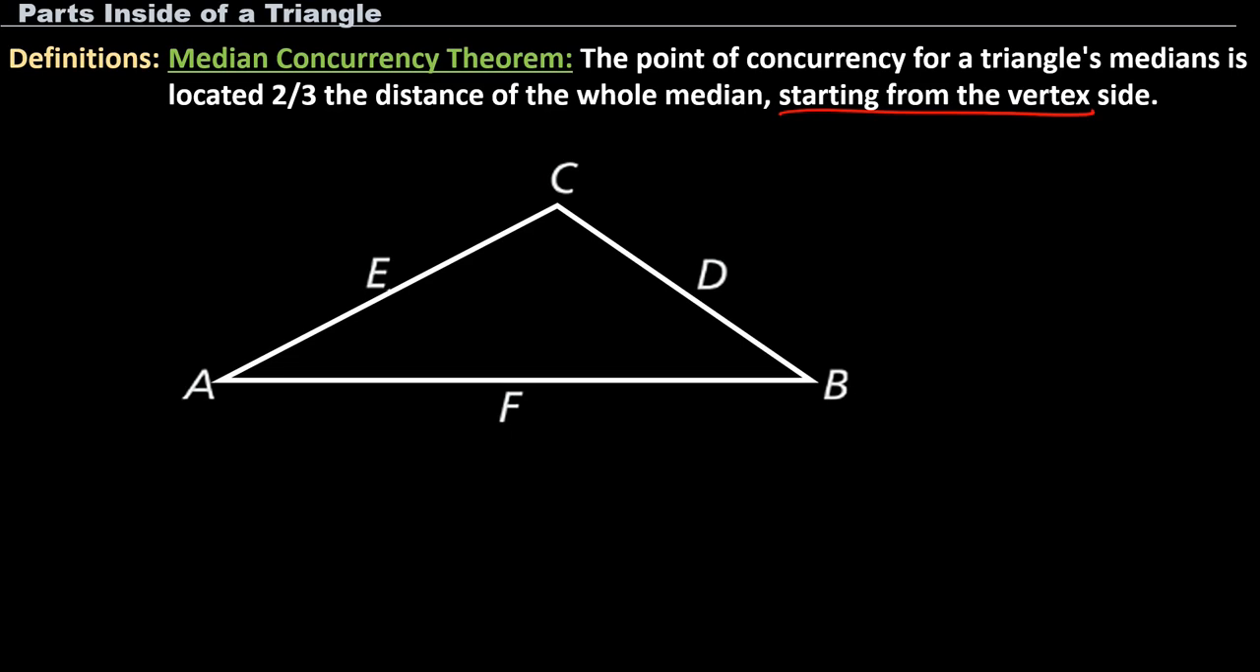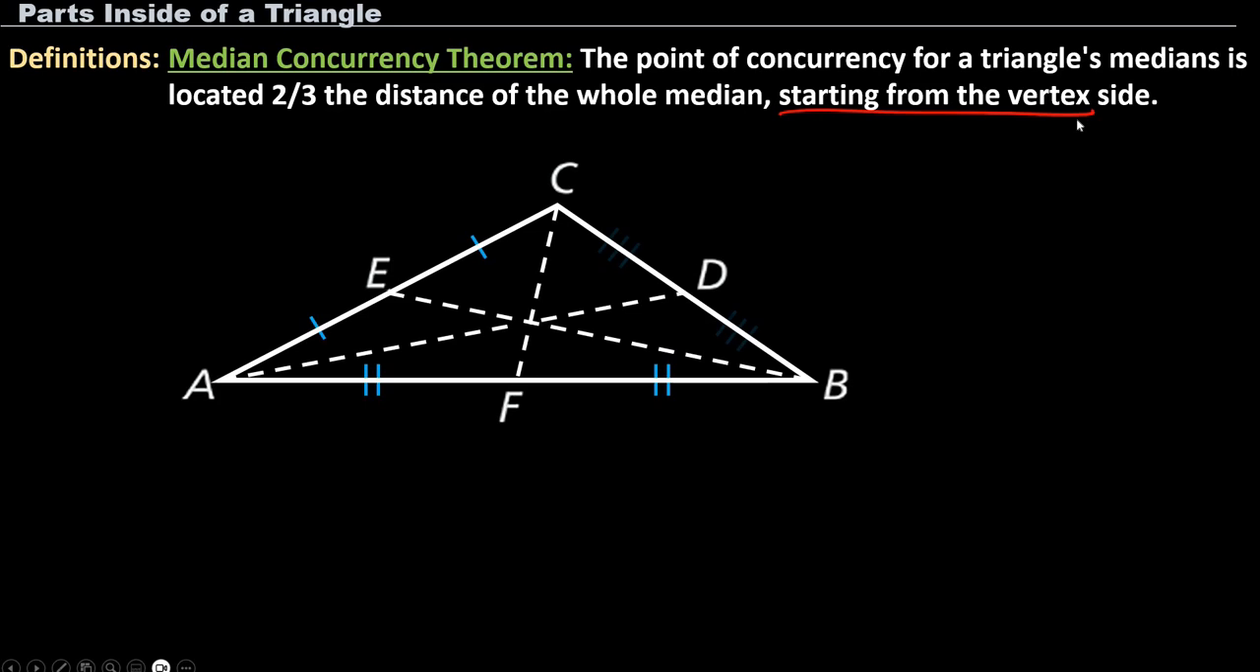So if we draw out the medians for this triangle, B to E, C to F, A to D, we know that they're the medians because they're coming from a vertex, hitting the opposite side, and doing so creating congruent segments on either side of it. That makes it a median. And they're all going through this point G. So they are concurrent at the point of concurrency, that is G.